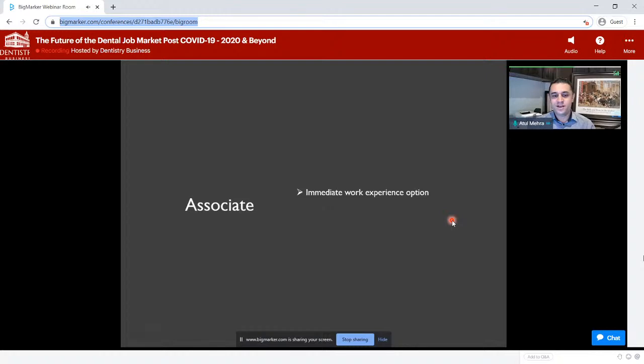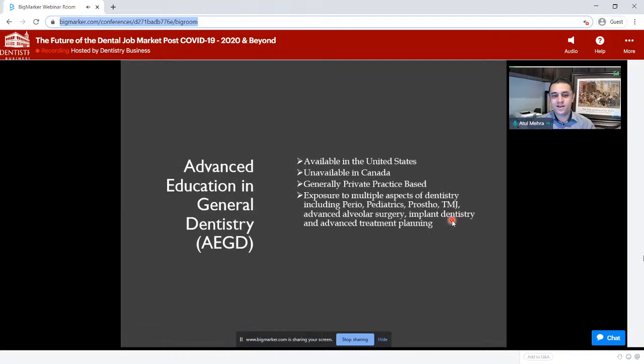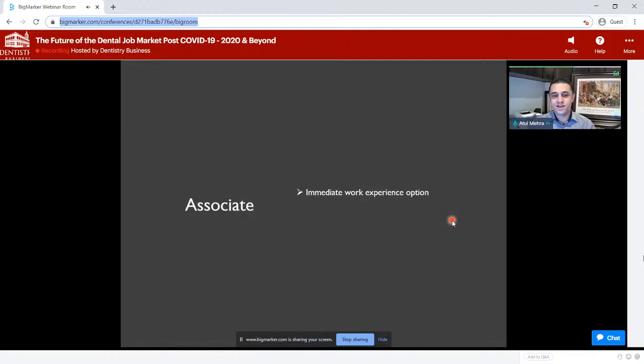For those of you that are associating, obviously that's the third option, right? So instead of doing the GPR or the AGD, you can go straight into the associate position. And that's what most people do, and it's great because you get immediate work experience and you start accumulating some return on your educational investment into dental school.